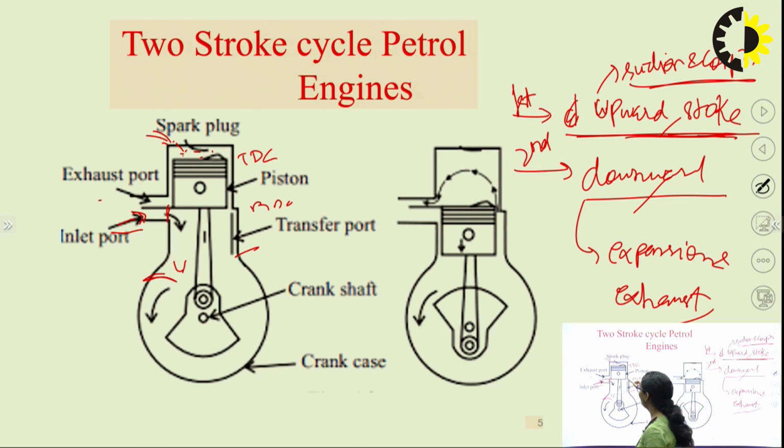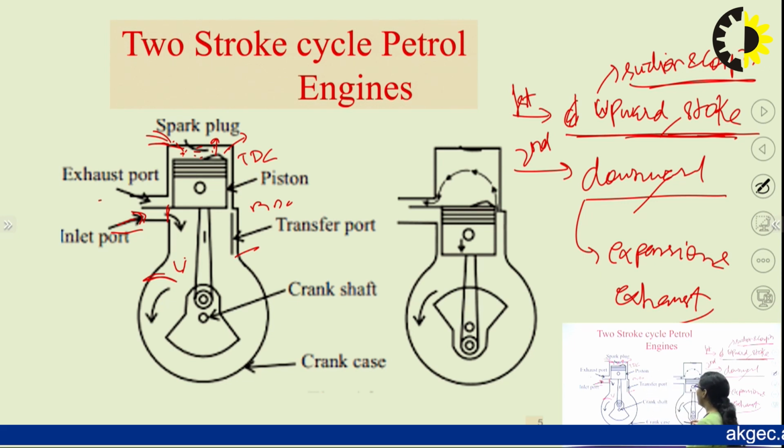Now as the piston moves upward, the fresh charge which is already in the combustion chamber is compressed. You can see the piston is moving upward. So here the charge will be compressed. So suction and compression are done simultaneously by only a single stroke of the piston, that is the upward stroke. Now let's talk about the downward stroke of the piston.